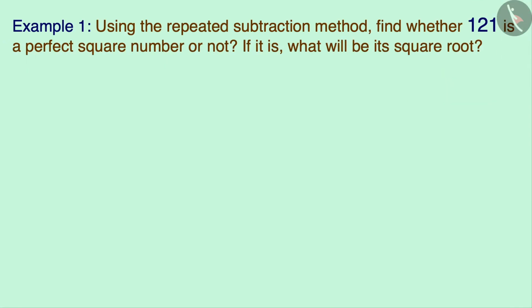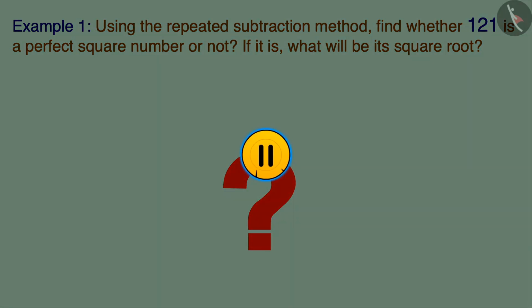Using the repeated subtraction method, find whether 121 is a perfect square number or not. If it is, what will be its square root? You may pause the video here and solve the question yourself.